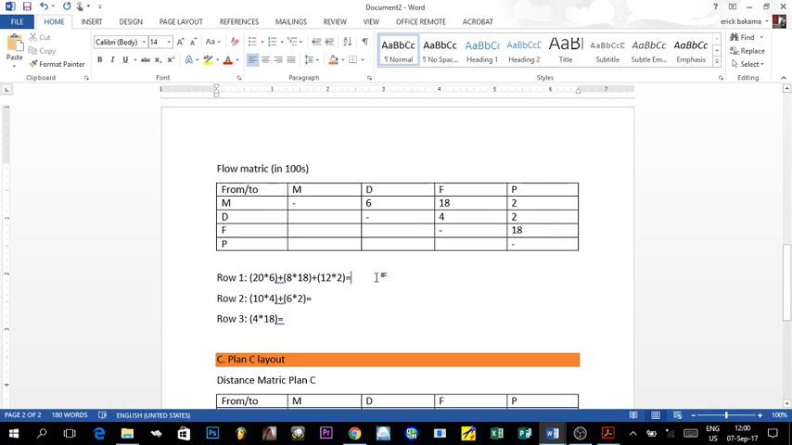Now the first one is 20 times 6 plus 8 times 18 plus 12 times 12, and we get 288. And the value that we get here, we must multiply it by 100. And the value that we get is 288, and then we have 100 feet. We do the same for row 2, it is 10 times 4 plus 6 times 2, which gives us 52. And the 52 here we multiply by 100, which gives us 5200 feet. Now, row 3 is 4 times 18, which gives us 72. And the 72 we multiply by 100, and we get 7200 feet.